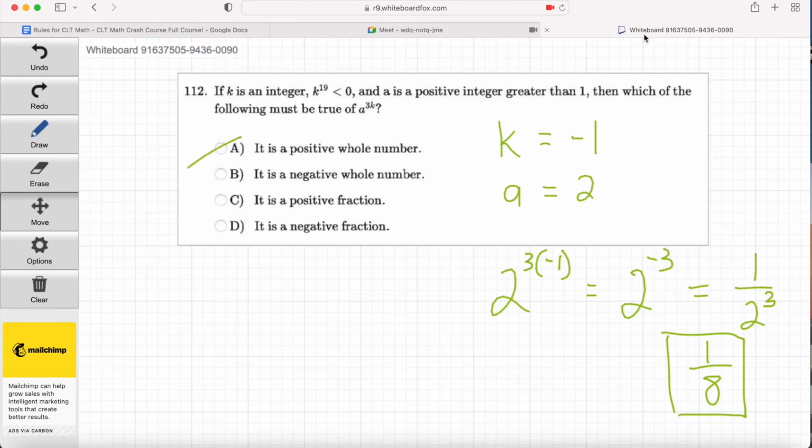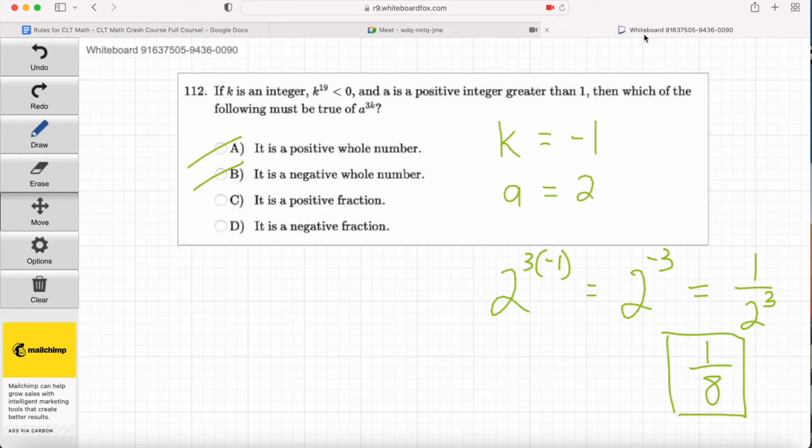What about answer choice B? Go and read that for me, please. It is a negative whole number. Does that have to be true? No, it certainly doesn't have to be true. And it's not the case here. Go and read answer choice C. It is a positive fraction. Does that have to be true? It is true in this case. It's true in this case, so we'll keep it.